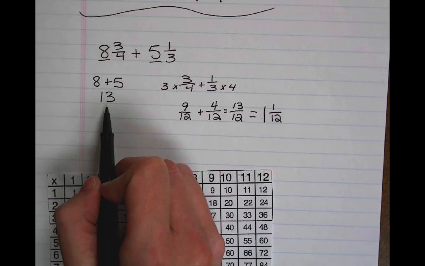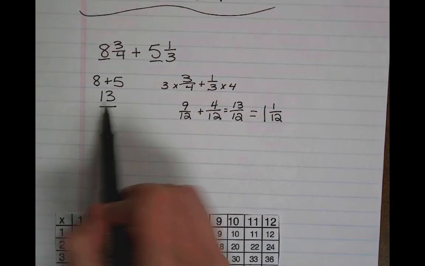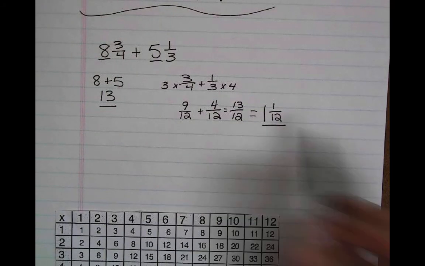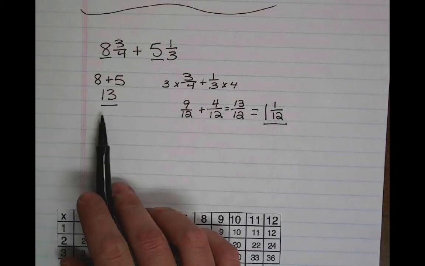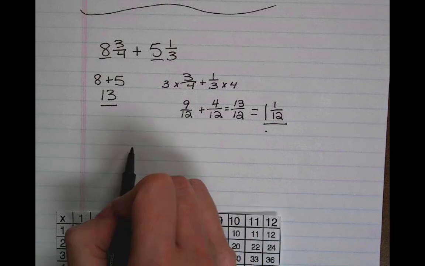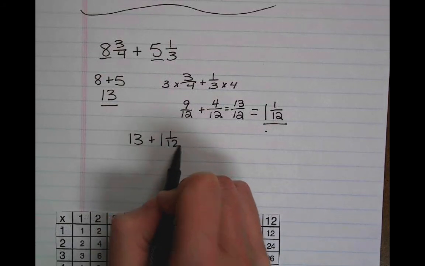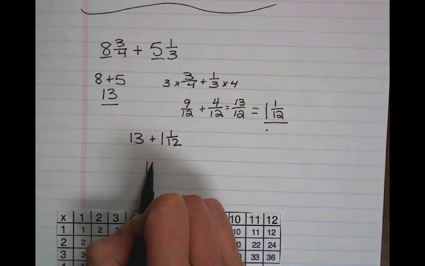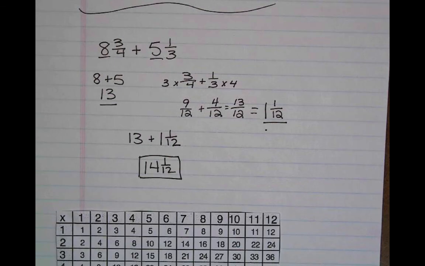And I already had 13. So now I need to take my 13 and my 1 and 1/12, and combine those, because this was my whole number and this was my fraction. I need to put those two together. When I do that, my final answer is 14 and 1/12. There you go.